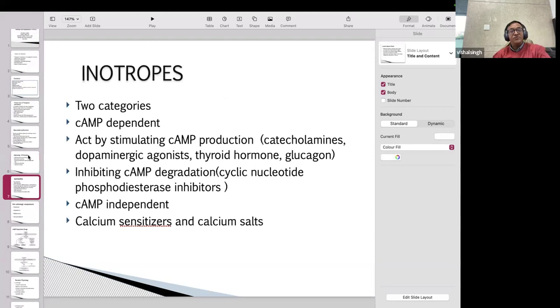So when we come to inotropes, there are two categories, which is cyclic AMP dependent and cyclic AMP independent, which is basically your calcium infusion and your calcium sensitizers like levosimendan. But the cAMP dependent are the predominant inotropic drugs that you know about, which is your adrenergic drugs, which act by stimulating cAMP production. Catecholamines, dopaminergic agonists, thyroid hormone, and glucagon all act through this cycle. Or those which inhibit cAMP degradation, which is your phosphodiesterase inhibitors like milrinone and enoximone, etc.